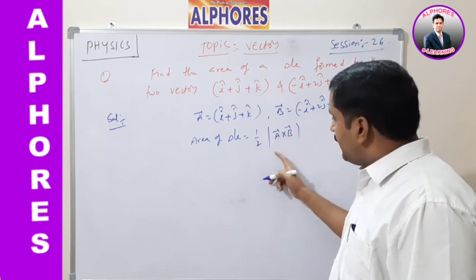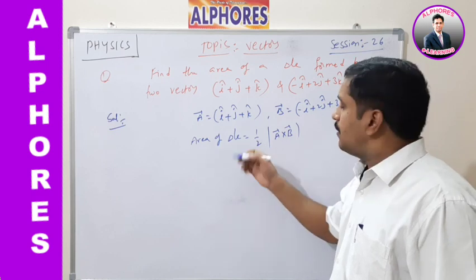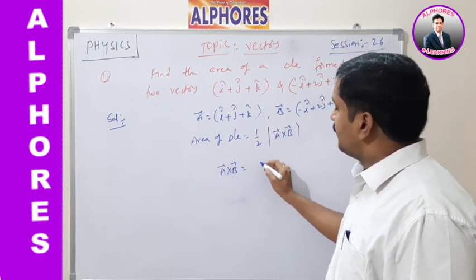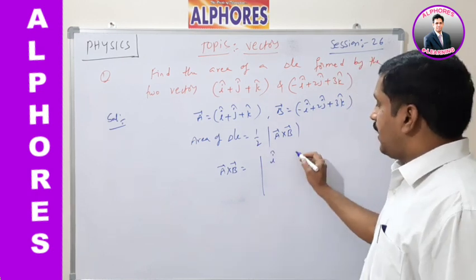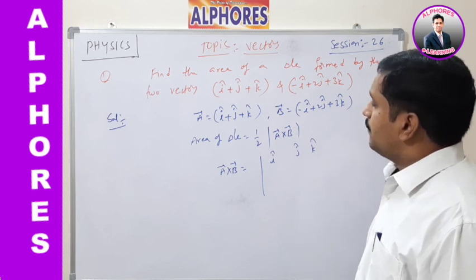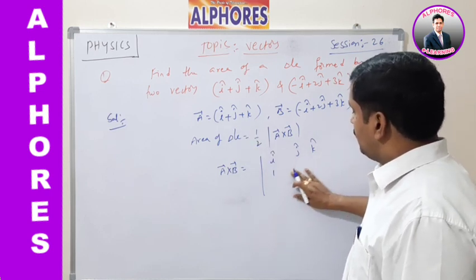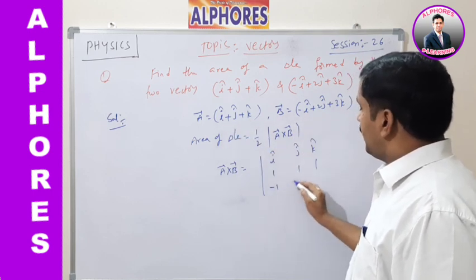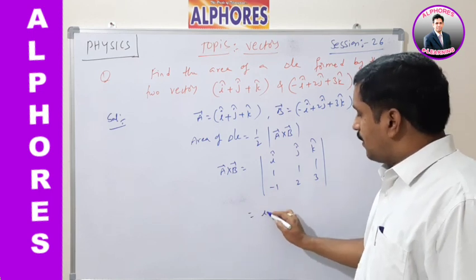If you want to find this area of the triangle, first of all you should find the cross product of a bar and b bar. Listen carefully. A bar cross b bar: according to the cross product method, we write i cap, j cap, k cap. The components for a bar are 1, 1, 1, and for b bar they are minus 1, 2, 3. So this is the method to find the cross product of two vectors.